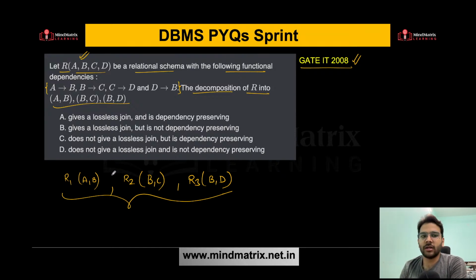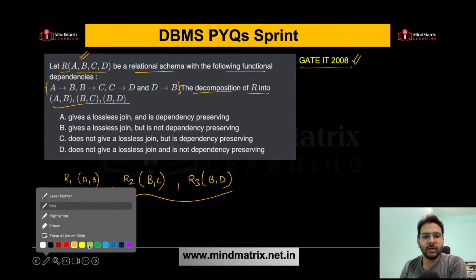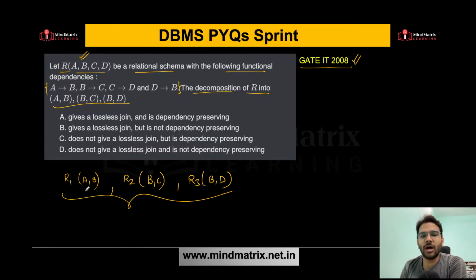So how can we check that? If you carefully see, here they have decomposed this relation R into more than two relations. So at least three relations are there. So I can say this type of decomposition is non-binary decomposition. Yes or no? Is this clear so far? This is your non-binary decomposition.